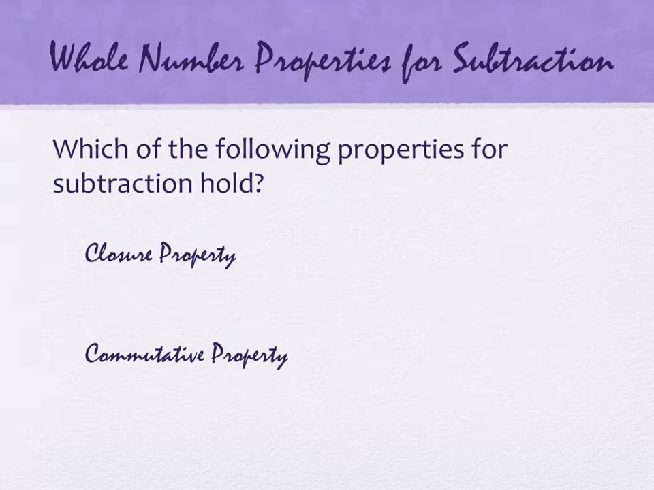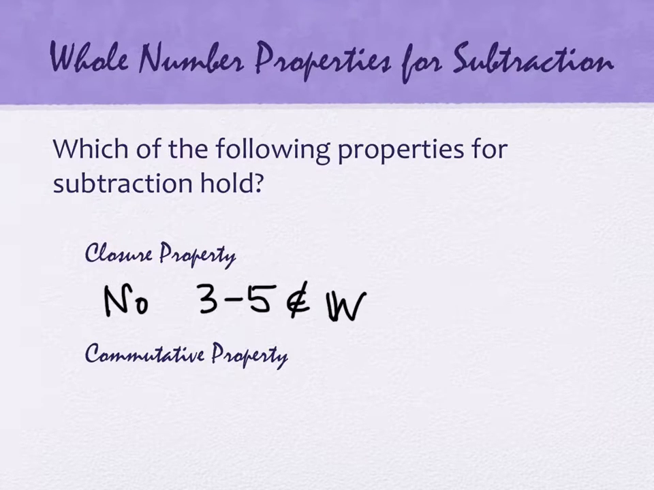No. Can you give me an example, Nicole? 3 minus 5. Those are both whole numbers. And when I subtract them, I do not get an element of the whole numbers, right? It's integers, which we'll get to in Chapter 5, but we're way far away from Chapter 5 right now. Not whole numbers.